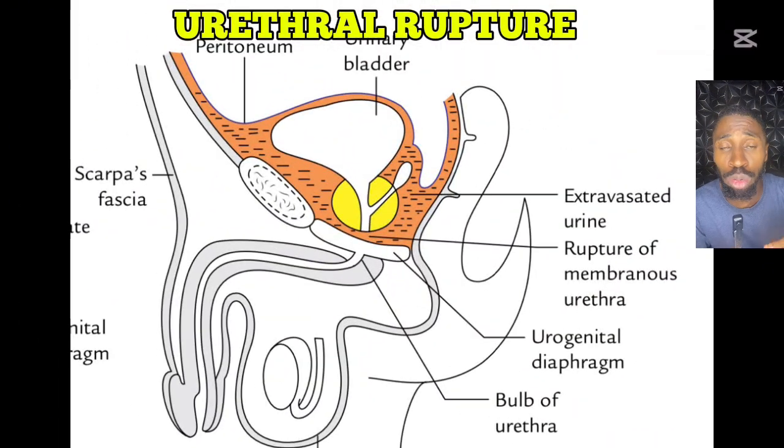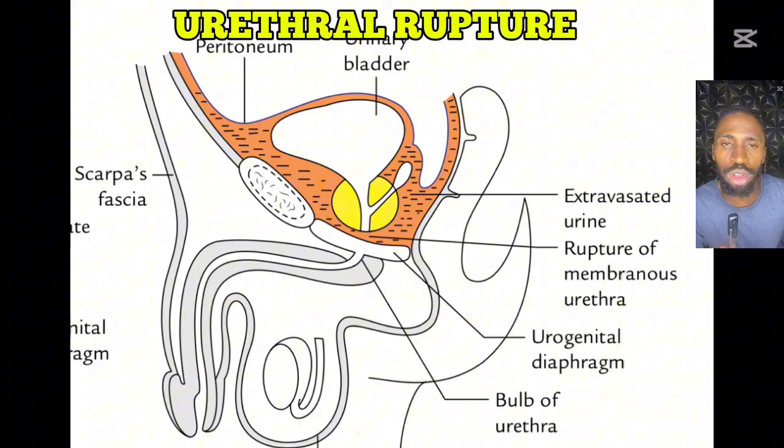Don't forget. In males there is what we call urethral rupture. The urethra can rupture, but usually it's at the bulb of the penis. But the urethra can rupture in two different places: above the urogenital diaphragm and below the urogenital diaphragm.